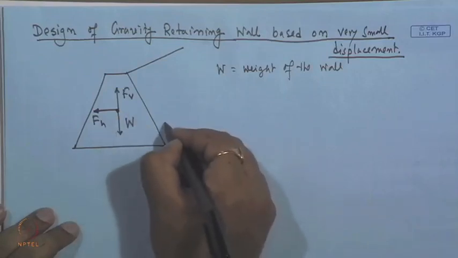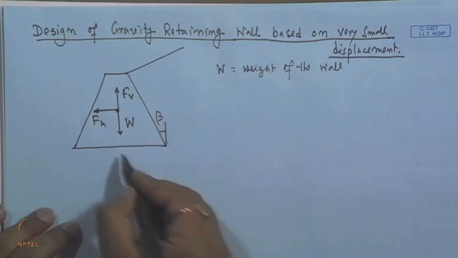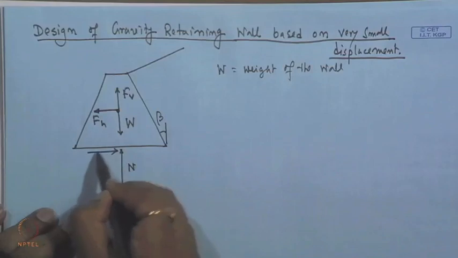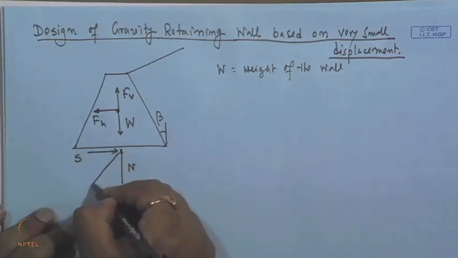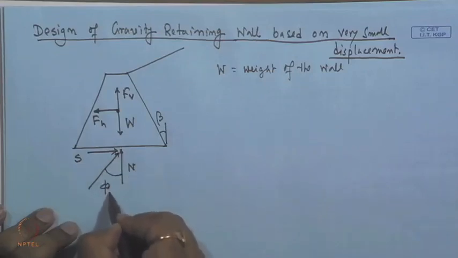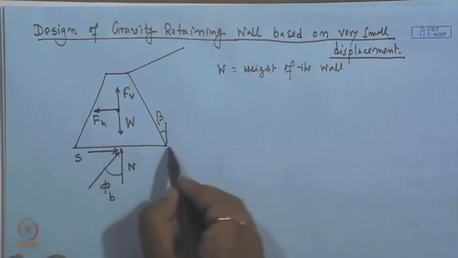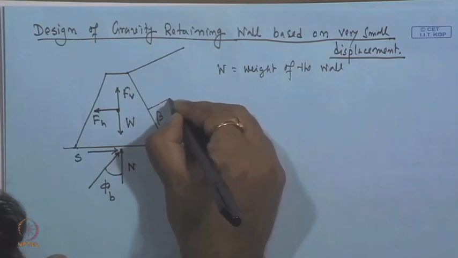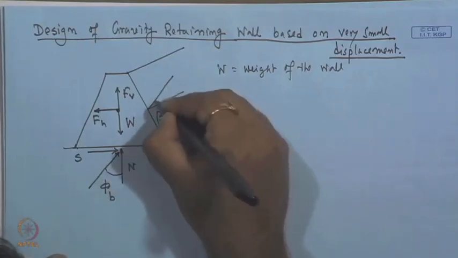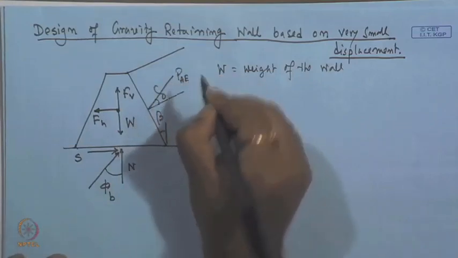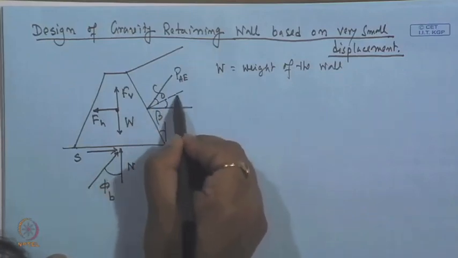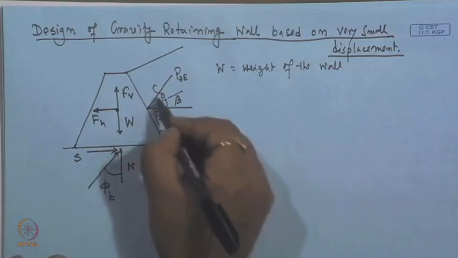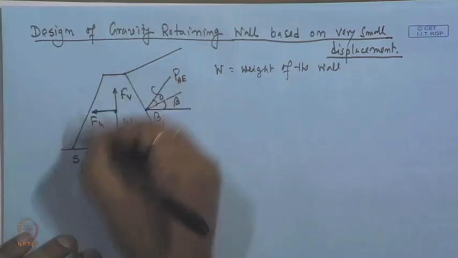So, this is the weight which is acting, and this wall is making an angle beta with the horizontal. Now, here we can write that this is the normal force and this is the shear force which is acting, and this one may be the resultant force, acting at an angle of phi b, where phi b is the friction angle at the base of the retaining wall. Similarly, this PAE is acting at 90 degrees with angle delta. If this is beta with horizontal, this angle will also be beta, because in total this one is 90 degrees with this wall. So, this is the total free body diagram of the retaining structure.